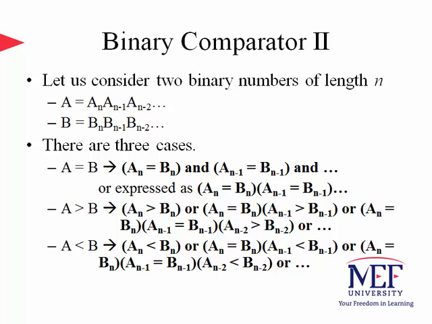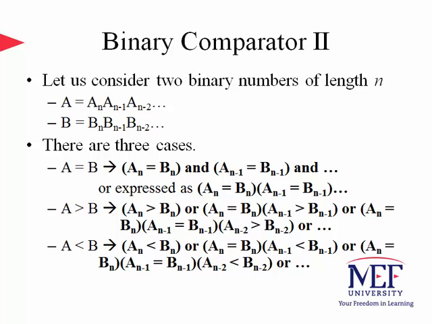In the equality case, we should have all the inputs equal to each other. For A greater than B, we check the most significant bit first. If A sub n is greater than B sub n, then we need no more comparisons, and we can simply conclude A is greater than B. In case of most significant bits being equal, we check the next bit, and so on and so forth. This is given by the second row. This logic can be expressed as A sub n greater than B sub n, or A sub n equals B sub n and A sub n minus 1 greater than B sub n minus 1, etc.